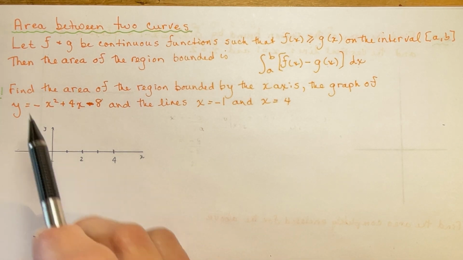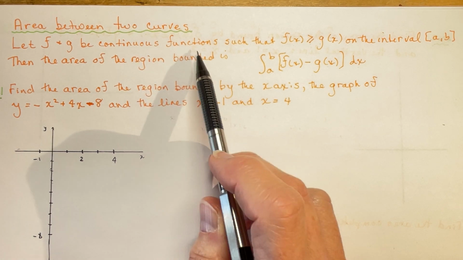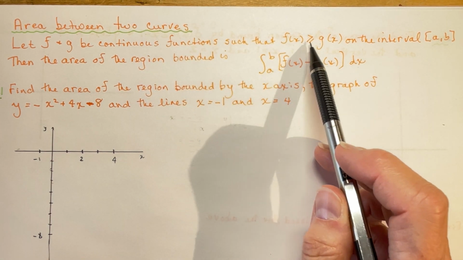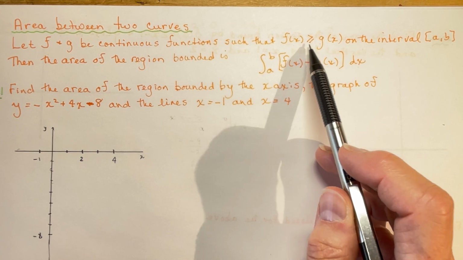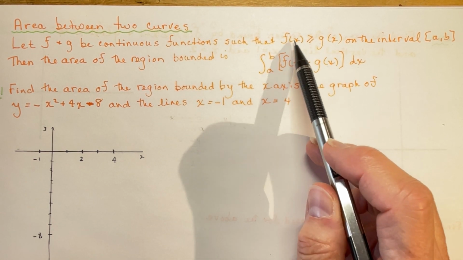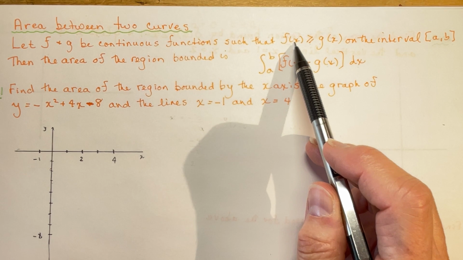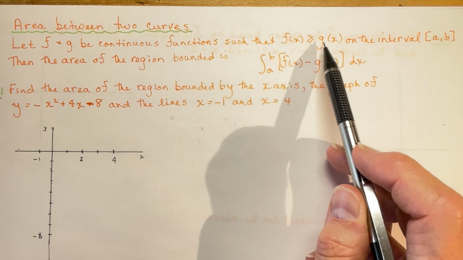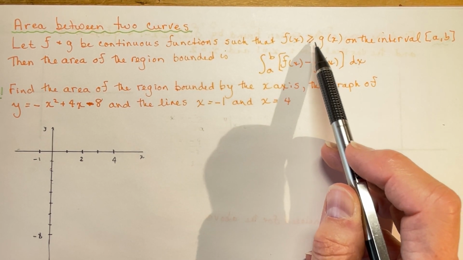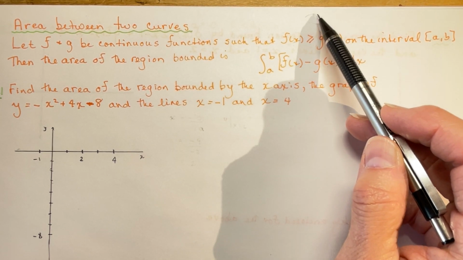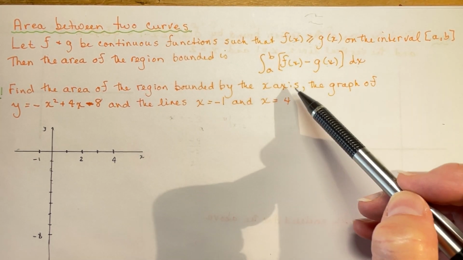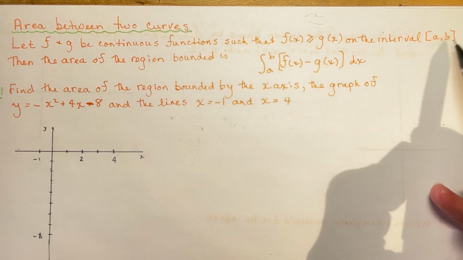So we're going to say let f and g be continuous functions such that f at x is greater than or equal to g at x. So what does that mean? If it's greater than or equal to, it means that the height of the function f at x is above the function g at x. Okay, so if you had two curves, something like this and this, f at x would have to be your upper curve, g at x is your lower curve, on the interval from a to b.